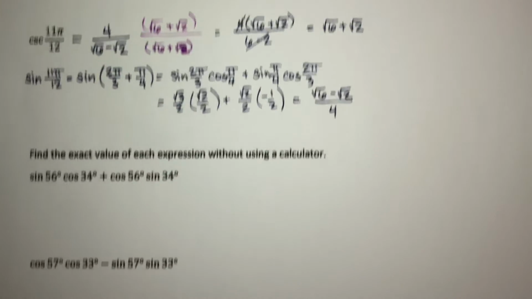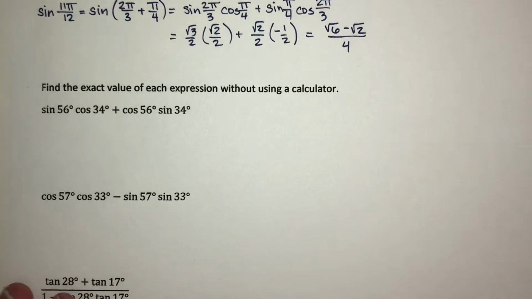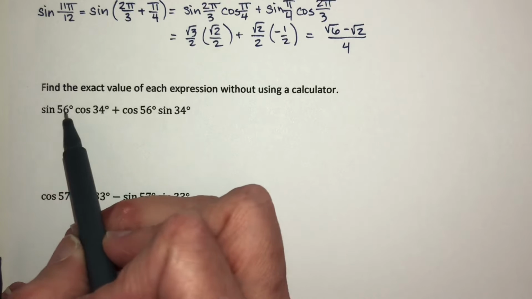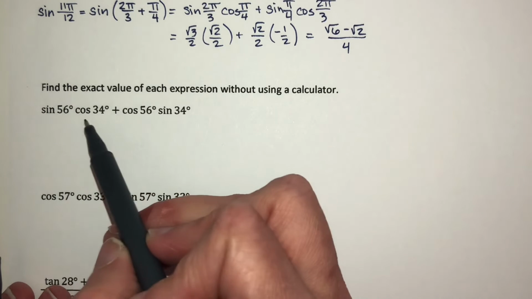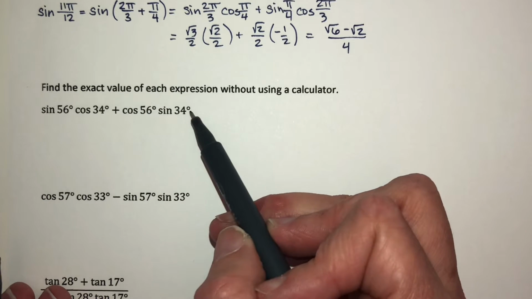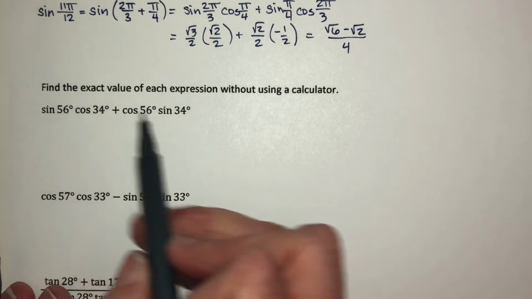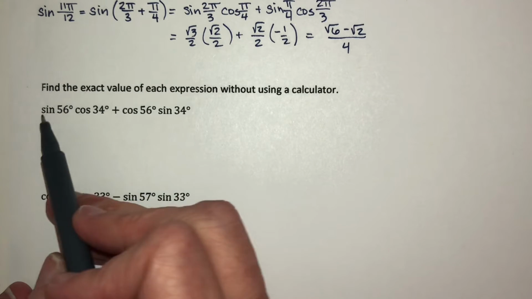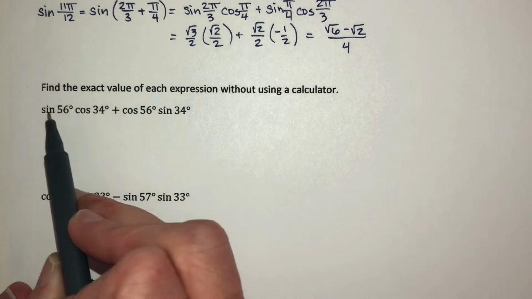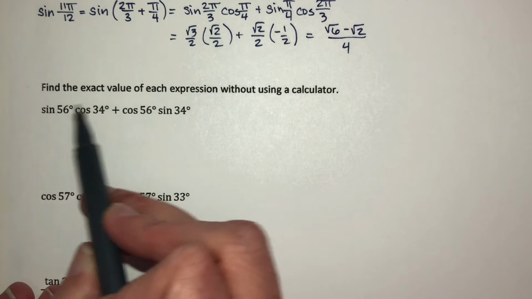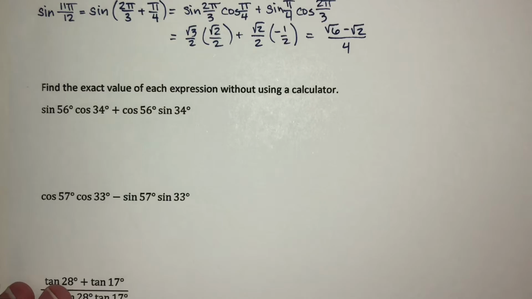Okay, so now let's look at these in a different direction. If we're asked to find the exact value without a calculator of sine of 56 degrees times cosine of 34 degrees plus cosine of 56 degrees times sine of 34 degrees, we don't know the exact value of these trig functions individually. But what they hope you recognize is that this is a mixture of sine and cosine with the same two angles, and you're taking sine of 56 and then cosine of 56, so it's not the same part on either one.